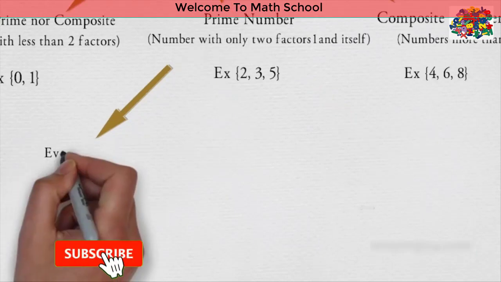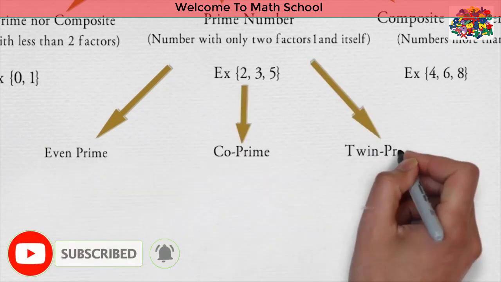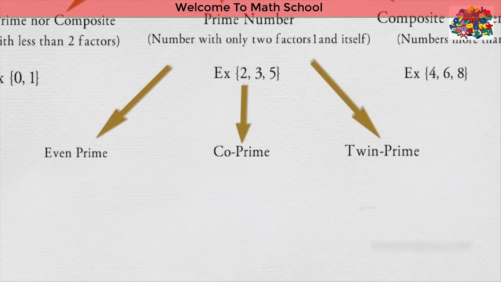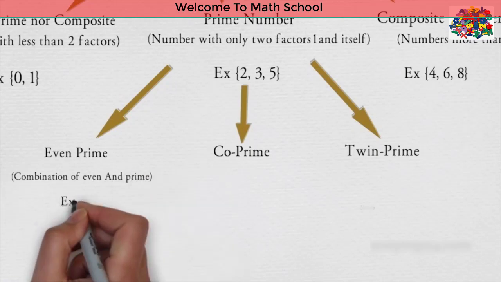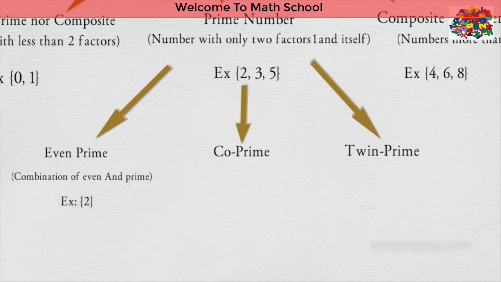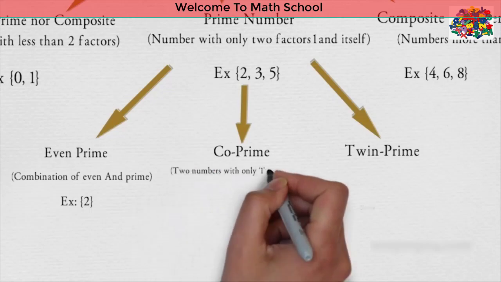Now let's discuss prime numbers. They are further classified into even prime numbers, co-prime numbers and twin prime numbers. Even prime number means it is a combination of even and prime number. The only even prime number we have is 2. Now co-prime.